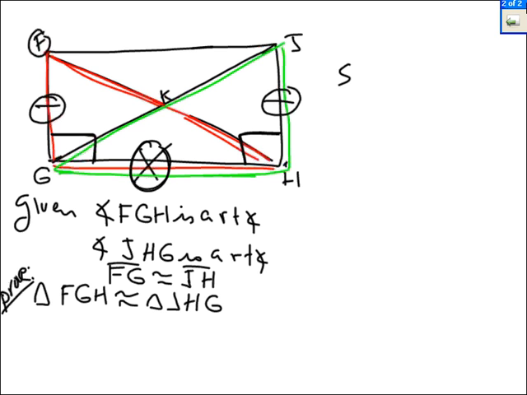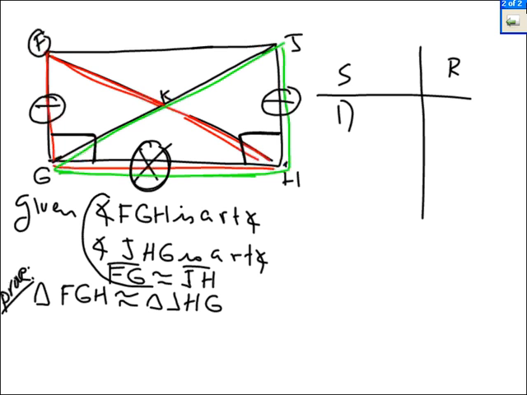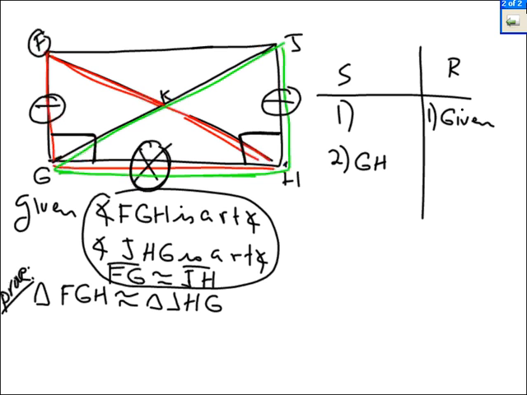Okay, so statements and reasons. The first statement is what's given. You have to write it down as statement 1, 2, and 3 like some teachers insist. Fine. Statement number 2: line segment GH is congruent to line segment GH. The reason is the identity property.